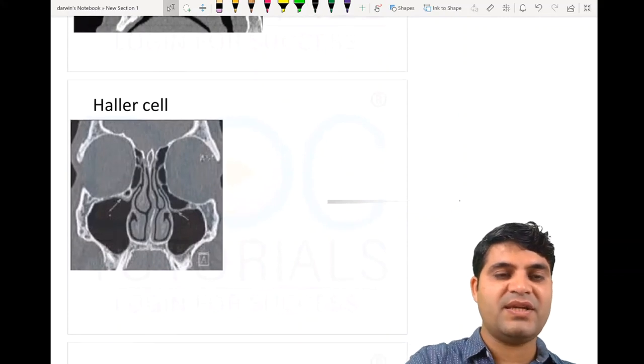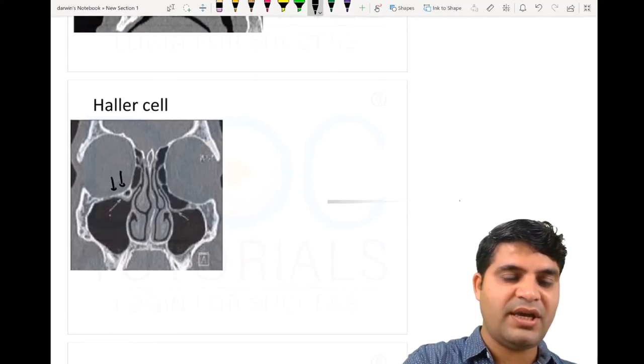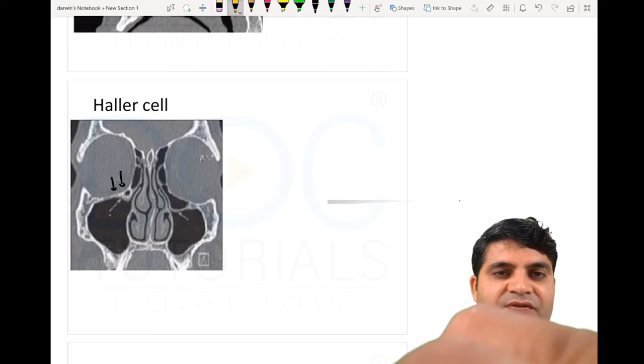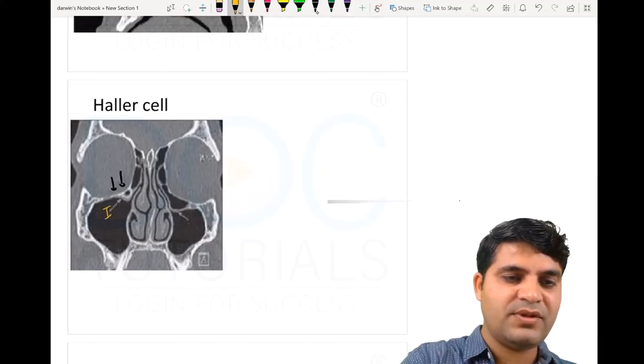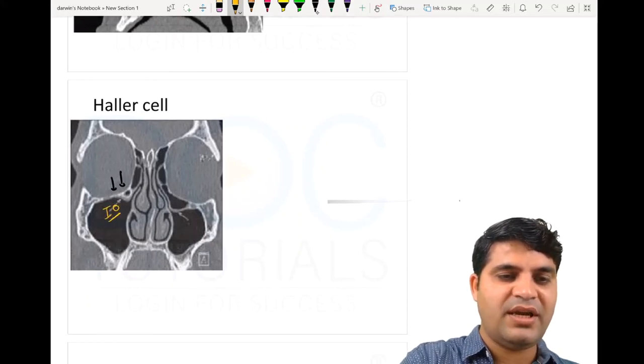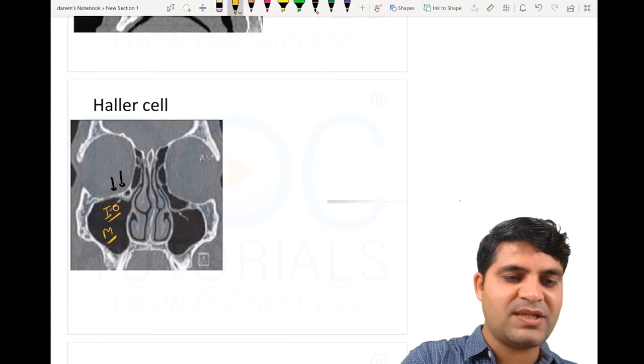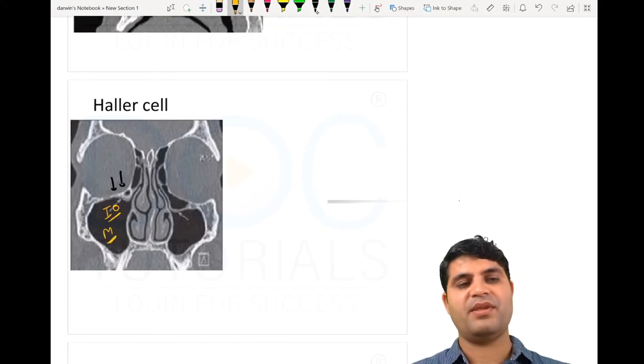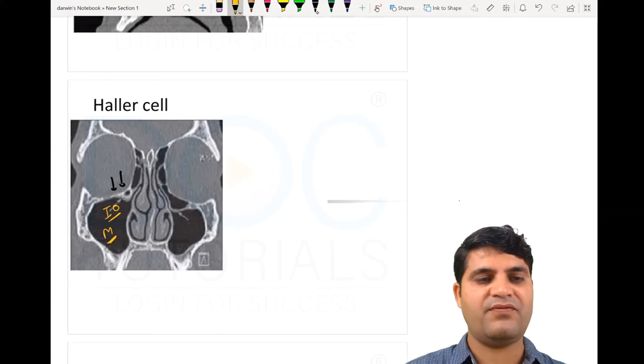Okay, right? Then Haller cell. Haller cell is infraorbital. You can see here Haller cell. It is an infraorbital cell, and you can see it is in the maxillary sinus, M for maxillary sinus. So Haller cell is infraorbital.